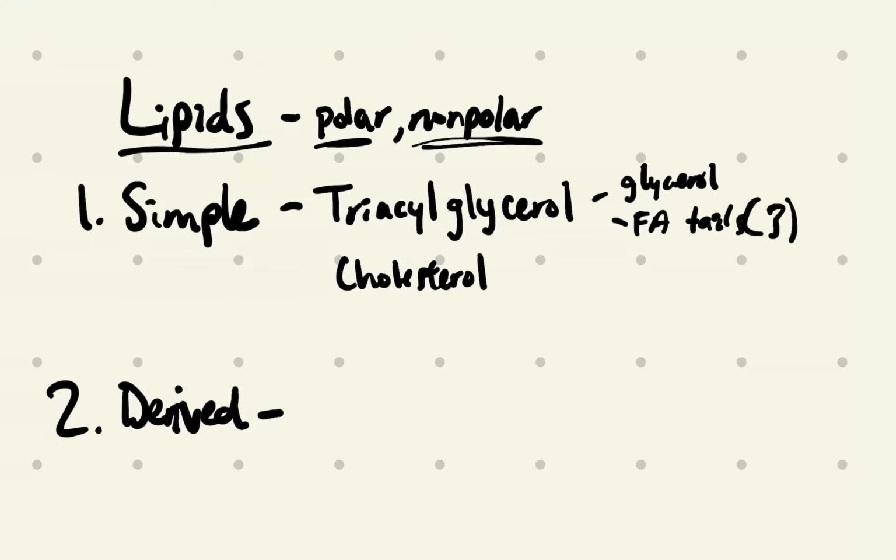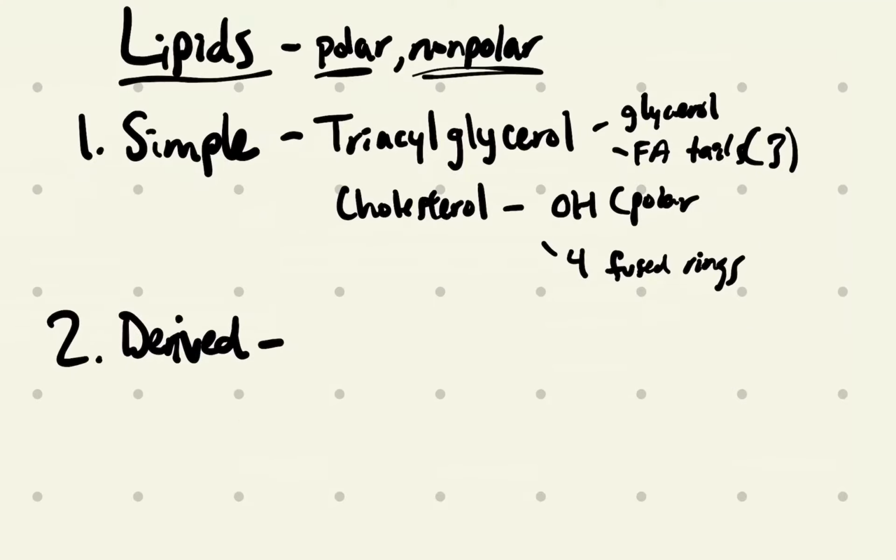Your cholesterol is going to have an OH group poking out. That's going to be your polar group, and then it's going to have those characteristic four fused rings. Nonpolar rings. And moving on to the second category, which is called your derived lipids.